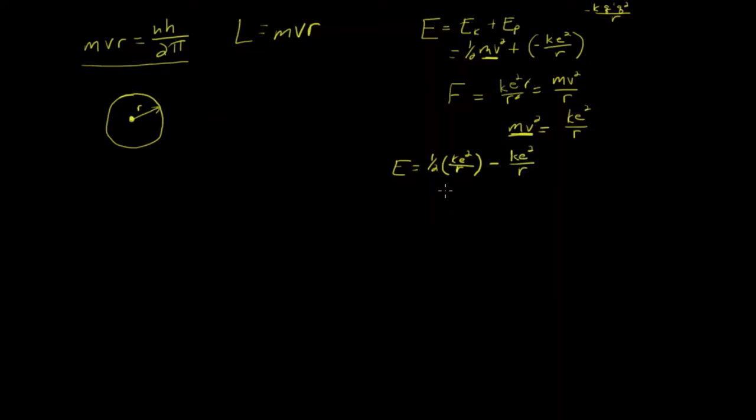Let me just rewrite this really quick. It's ke squared over 2r minus ke squared over r. Need to get a common denominator, so I've just put in 2 over 2 here, and that will give us minus ke squared over 2r, and that is energy. This is a key equation that we use to calculate the energy of the electron.